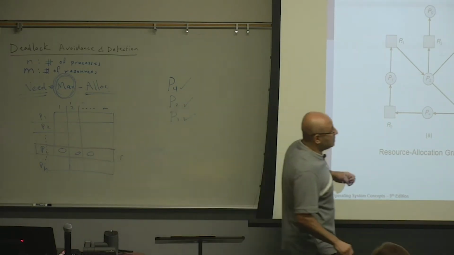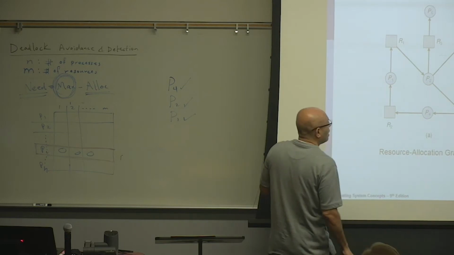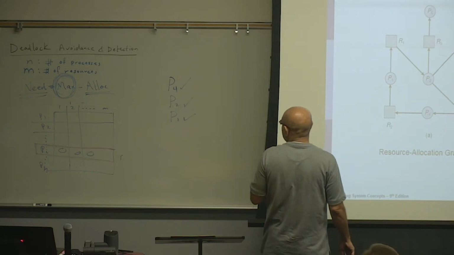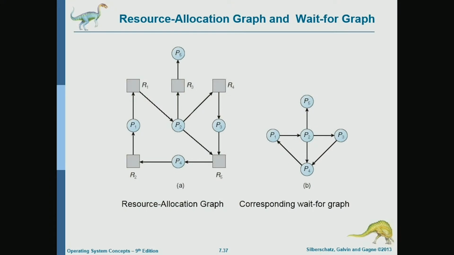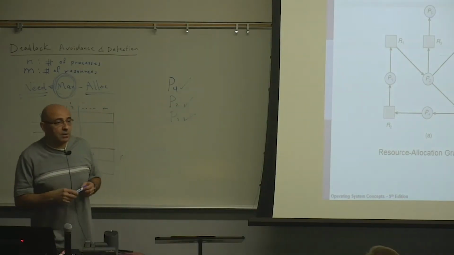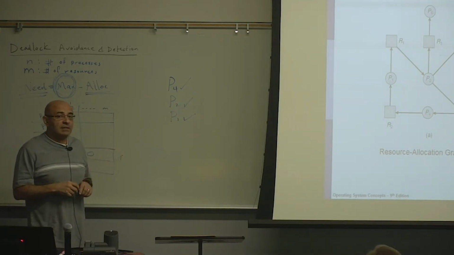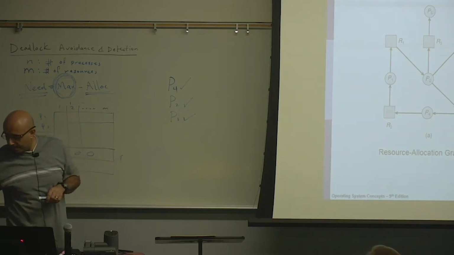What about what is left? P3. No, because you still have a cycle, P1, P2, P4. Yeah, exactly. If I terminate P3, then I will still have this cycle. So P3 is not good. P3 will not help. Terminating P3 will not eliminate a deadlock. Okay.